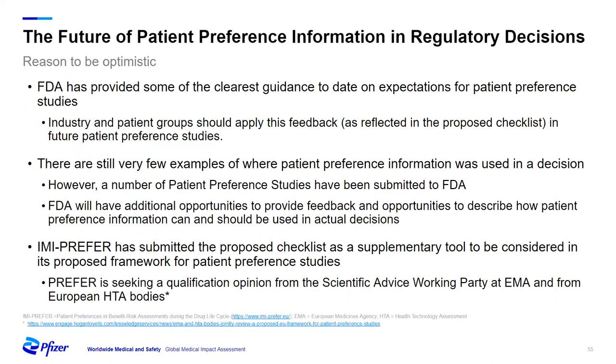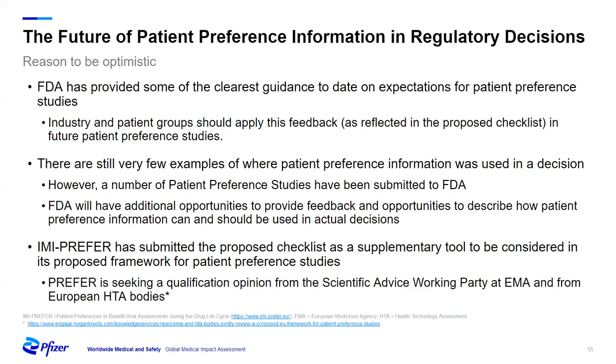The reason I think this is important is this is an example now where FDA has told us specifically, this is what we need to see. This is what's critical to our information needs, what we need to see in order to make our decisions. We don't have a lot of examples of this yet. So I expect to see additional examples, additional feedback, additional guidance come over time.